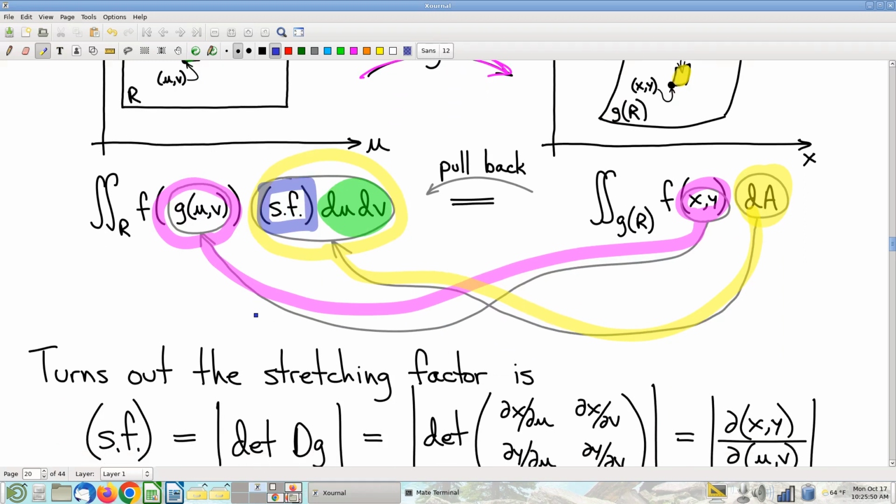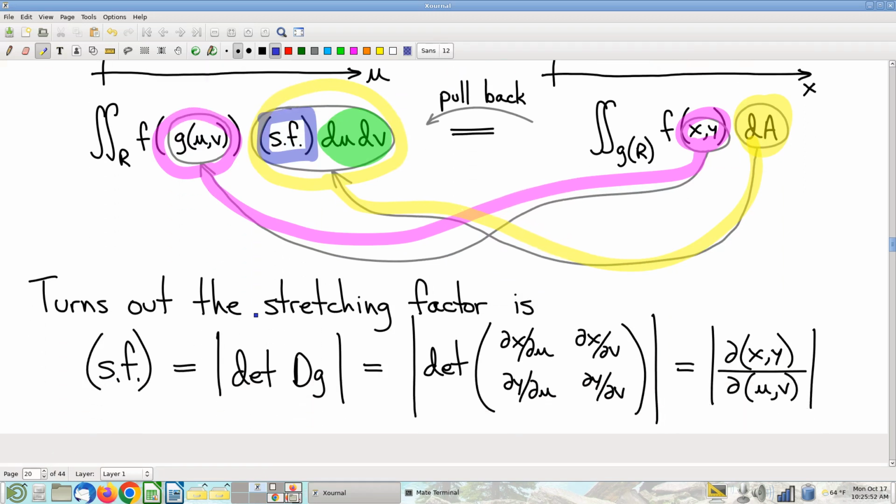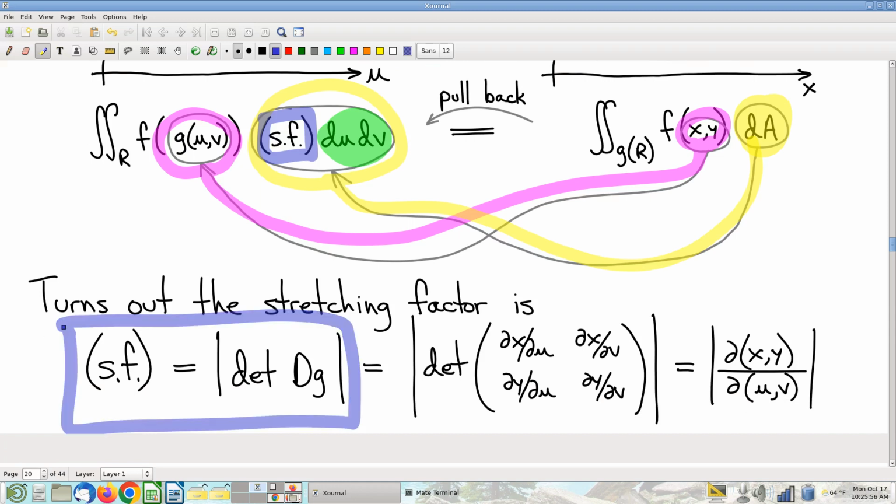For the moment, I'm just going to assert what that stretching factor is. Here's the magic formula. It's very easy to compute, as it turns out. The stretching factor is the absolute value of the determinant of the derivative matrix of your function g. Very important formula to remember. So you want to make sure to remember that. Conveniently, it's an easy formula to remember. Determinant of the derivative. Don't forget to take the absolute values.